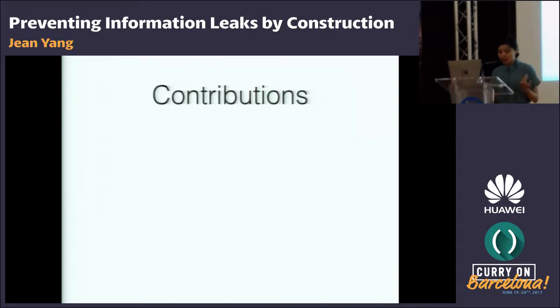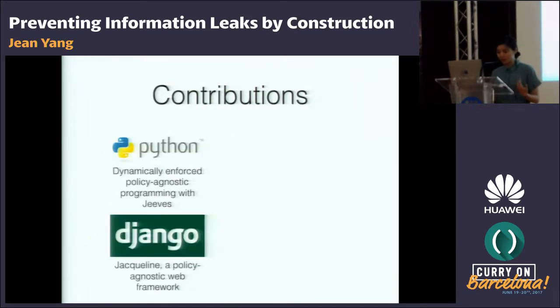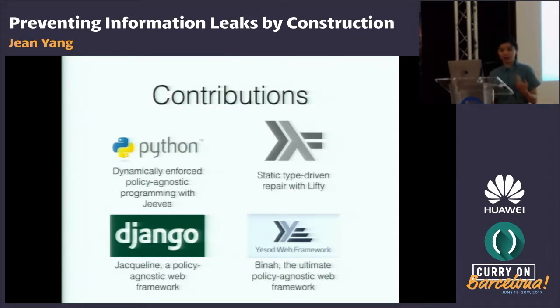The main contributions that I'll describe include a runtime approach for policy-agnostic programming for information flow that we've implemented as an embedded domain-specific library in Python and as a web framework built on top of Django. Our static policy-agnostic system is built on top of Liquid Haskell and a system called Lifty, and we're also currently working on Bina, which is a policy-agnostic web framework built on top of the Yesod framework in Haskell.